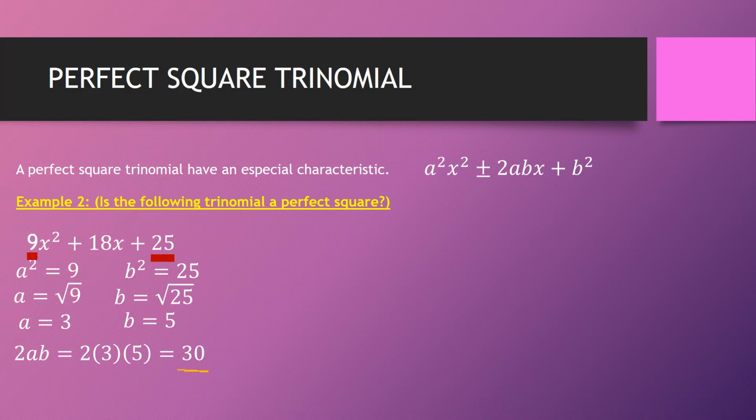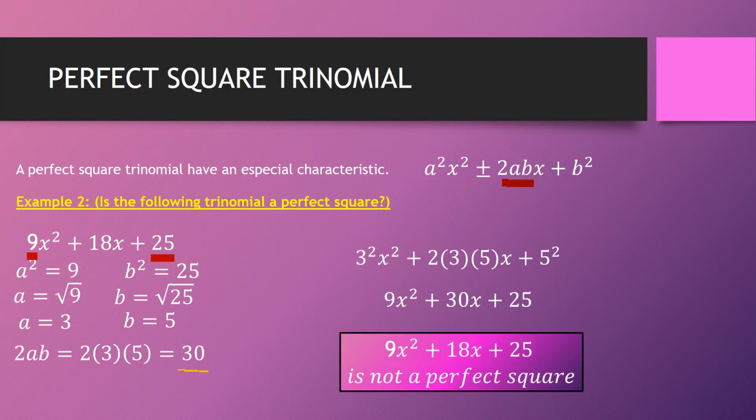Remember, the term here, 2ab, has to be equal to 18, but in this case it is 30. Then I conclude that my expression is not a perfect square.